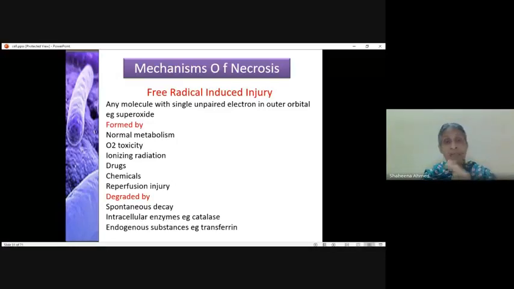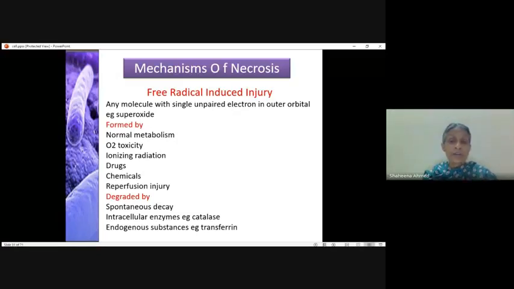Then another mechanism is free radicals. These are molecules which have a single unpaired electron in the outermost orbit, and the problem is that these free radicals destroy the nuclear membrane and the outer membrane of a cell. When they do this, again the membranous integrity of a cell is destroyed, due to which irreversible changes occur in the cell.